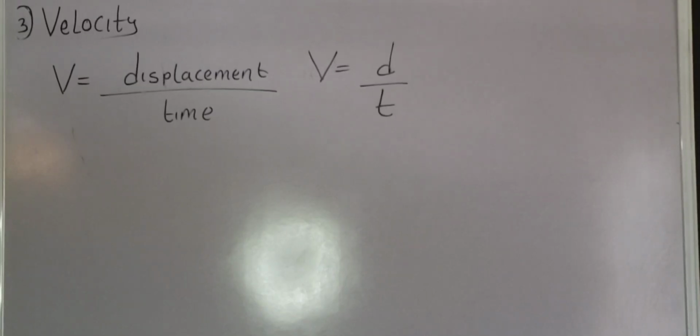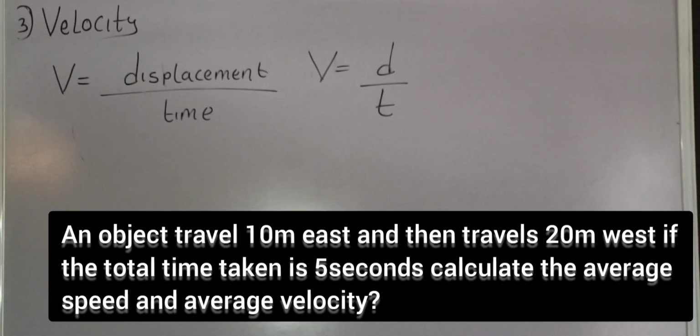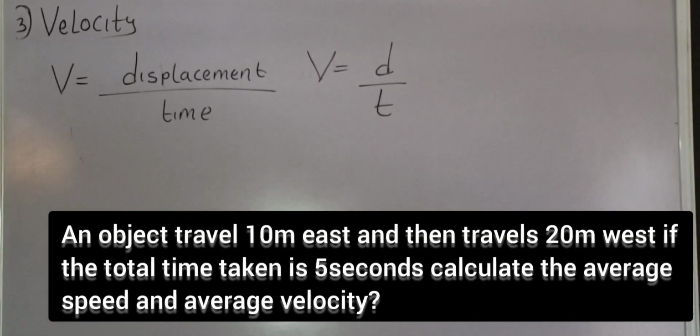Now let us have another worked example on speed and velocity. An object traveled 10 meters east and then traveled 20 meters west. If the total time taken is 5 seconds, calculate the average speed and the average velocity of the object.